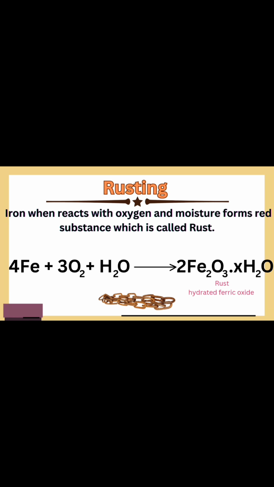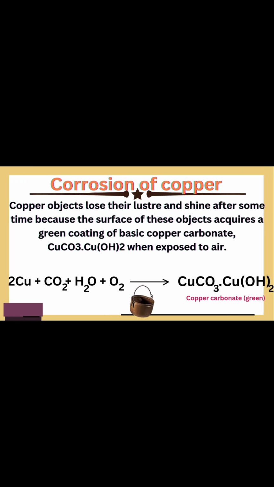This is the reaction. 4Fe plus 3O2 plus xH2O gives rise to 2Fe2O3.xH2O. This is known as hydrated ferric oxide. Next, corrosion of copper. Copper objects lose their luster and shine after some time because a coating is formed on it, green color coating, that is known as copper carbonate.